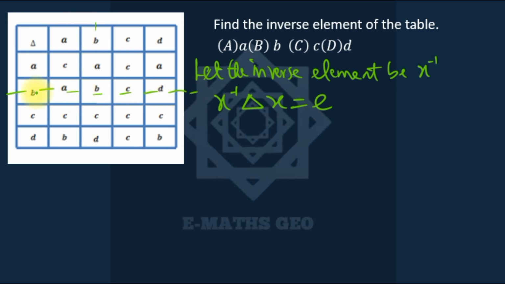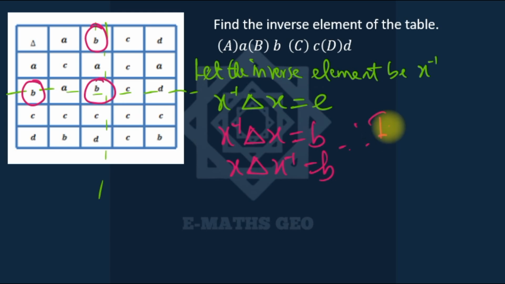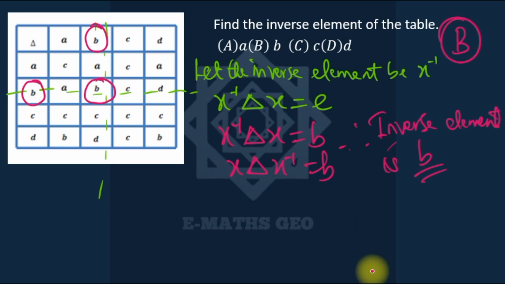What column will give us A, B, C, D? Look again, you see it is this one. So what's the point of intersection? B. So our identity element is B. So from here, the inverse must combine with another element to give us B. Either x combines with inverse to give us B. So B combines with B to give us B. So our inverse element is B, which is option B. So it's a very tricky question.